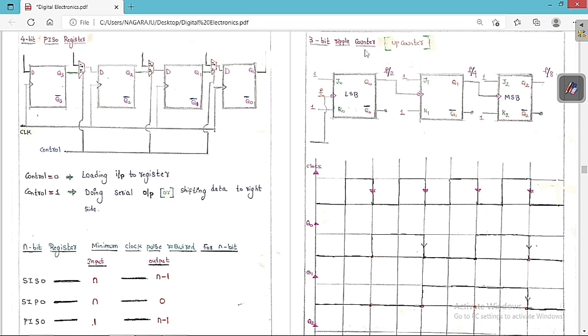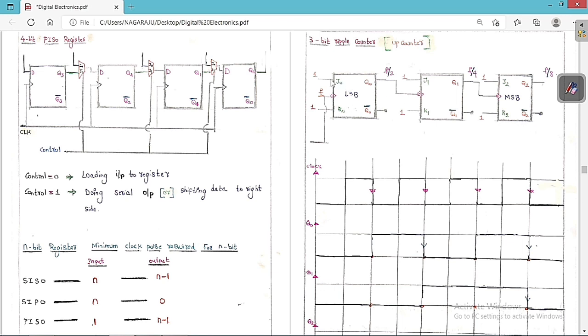Ripple counter means one important point here: the output of one flip-flop is given as the clock to the other. So listen carefully. If the output of one flip-flop is given as the clock to the other flip-flop, it is called a ripple counter. Therefore, 3 bits means we need 3 flip-flops, with inputs J0, K0, J1, K1, J2, K2 and outputs Q0, Q0 bar, Q1, Q1 bar, Q2, Q2 bar.